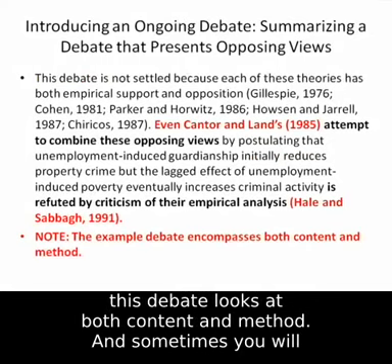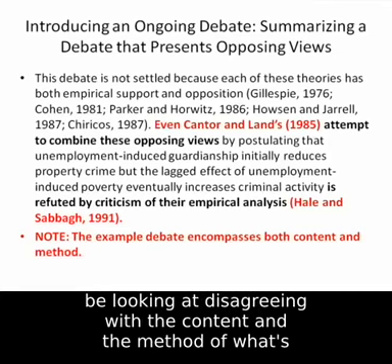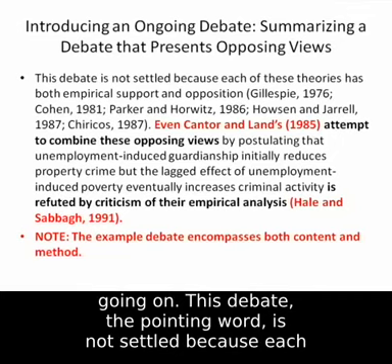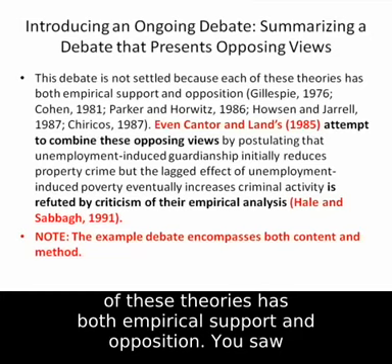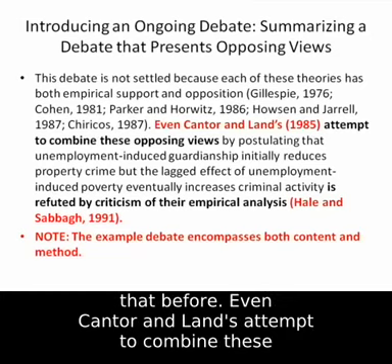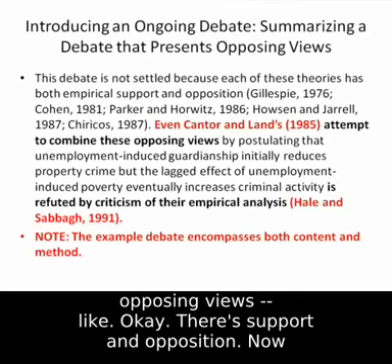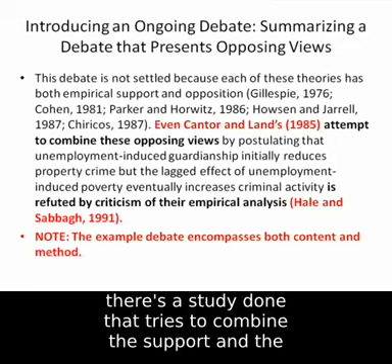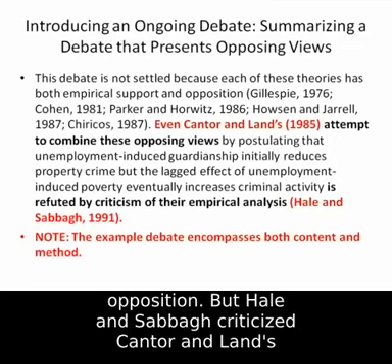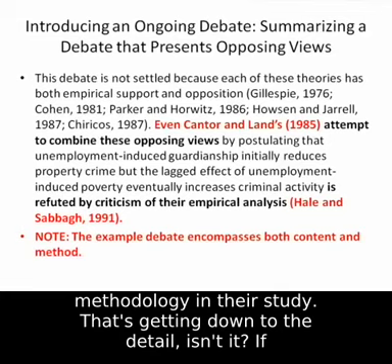I like this example because this debate looks at both content and method. And sometimes you will be disagreeing with the content and the method of what's going on. This debate, the pointing word, right, is not settled because each of these theories has both empirical support and opposition. You saw that before. Even Cantor and Land's attempt to combine these opposing views, there's support and opposition. Now there's a study that tries to combine the support and the opposition, but Hale and Saba criticized Cantor and Land's methodology in their study.